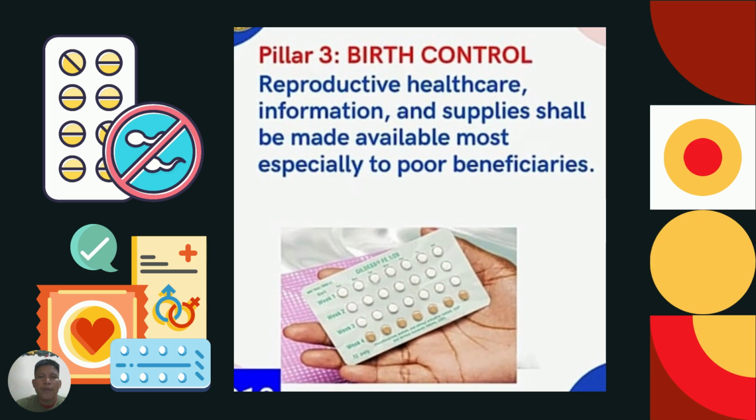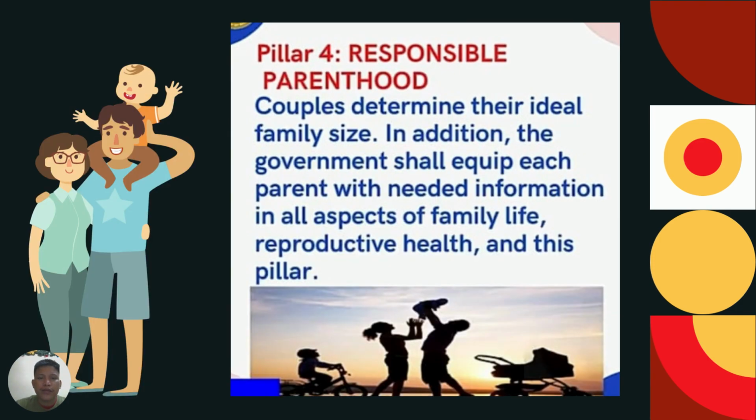Number three, birth control. Reproductive health care, information, and supplies shall be made available, most especially for poor families or beneficiaries who have lots of children. So it serves as birth control for them. Next, responsible parenthood. Couples determine the ideal family size. In addition, the government shall equip each parent with needed information on all aspects of family life and reproductive health. That's the reason why they need to undergo a series of seminars on having a good size of their family.